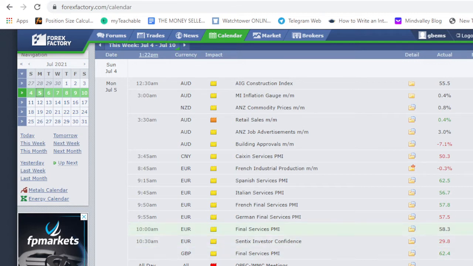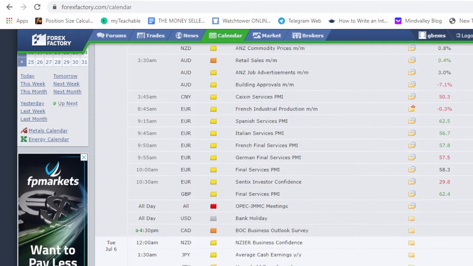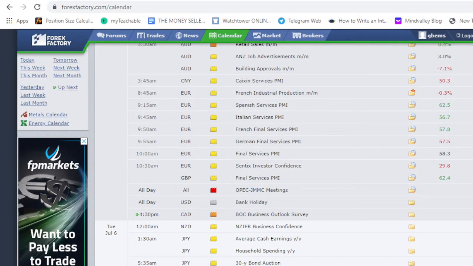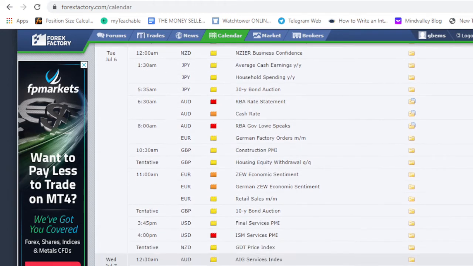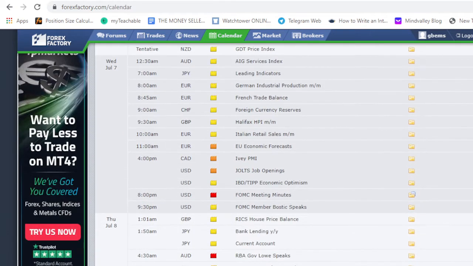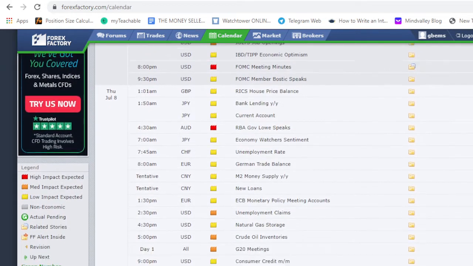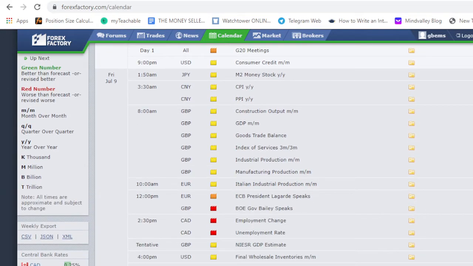We have for Monday, July 5, all day, we have the OPEC JMMC meeting, and I think that may have an effect on all currencies because it's high impact news. And then on Tuesday we have Aussie dollar and US dollar. On Wednesday we have US dollar high impact news. Thursday Aussie dollar, and on Friday we have British pound and Canadian dollar. All right. So these are the high impact news we are going to have during the week.